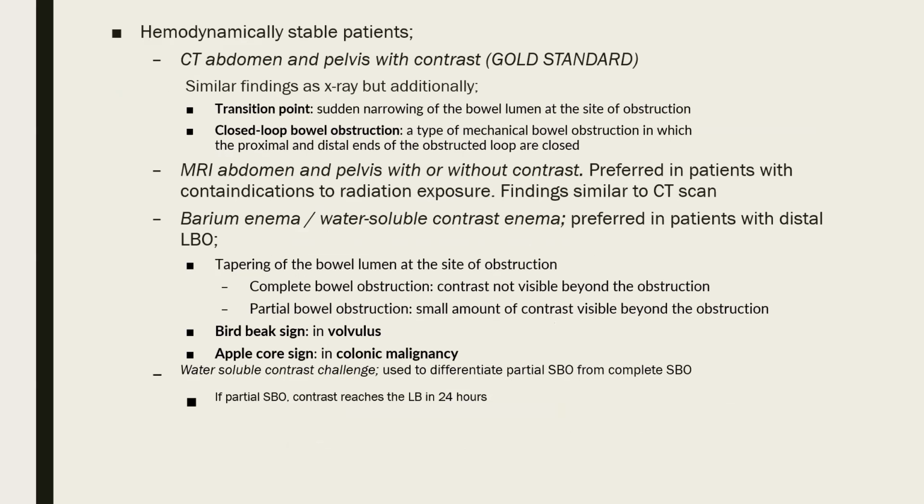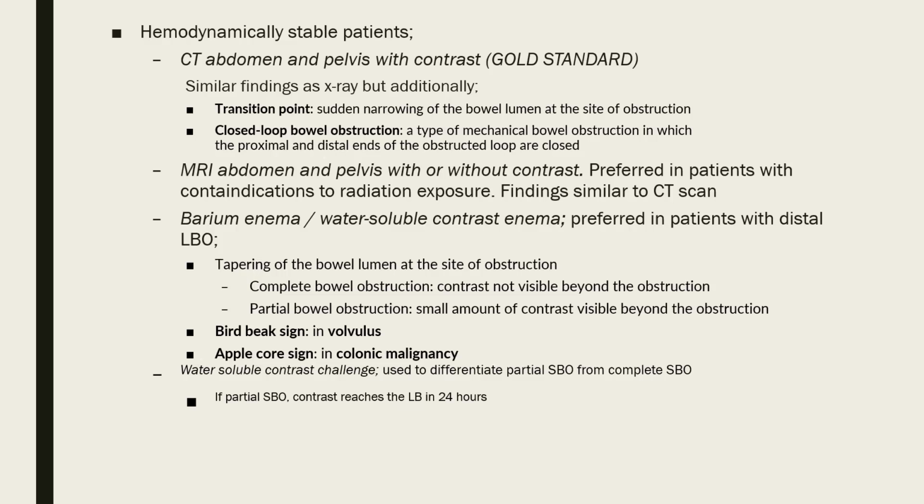Yes, so a hemodynamically stable patient, you do a CT abdomen and pelvis with contrast. This is your gold standard for intestinal obstruction. So your findings are similar to X-ray, but additionally, you're going to have a transition point where you can see a sudden narrowing of the bowel lumen at the site of obstruction. You can also see a closed loop bowel obstruction, which is also a type of mechanical obstruction that I had not mentioned earlier.